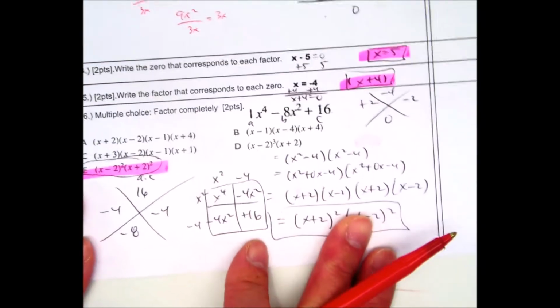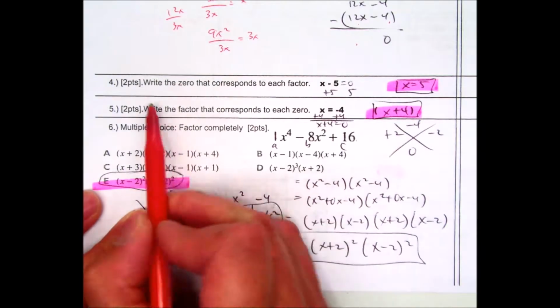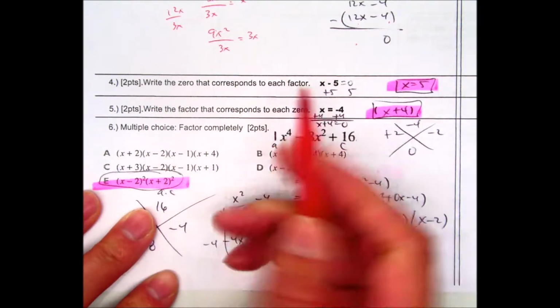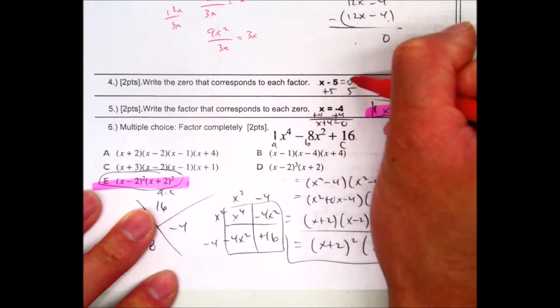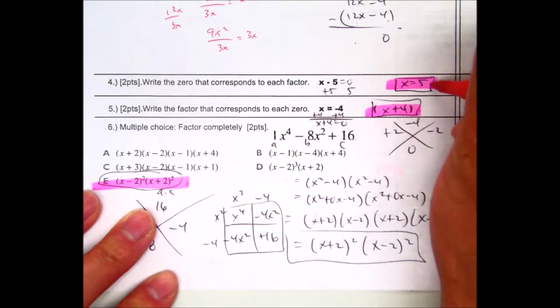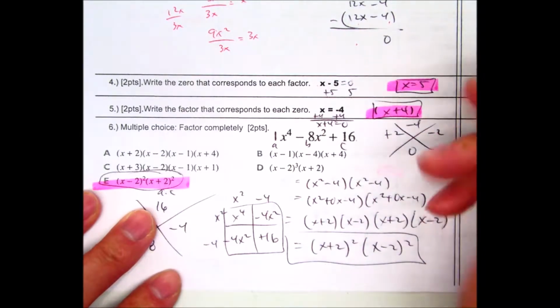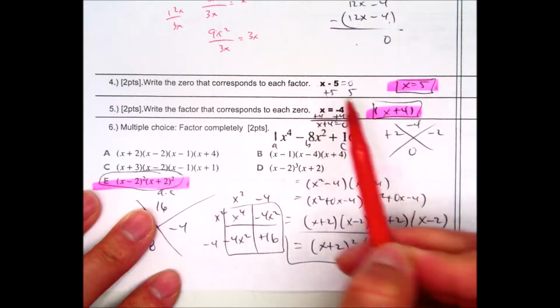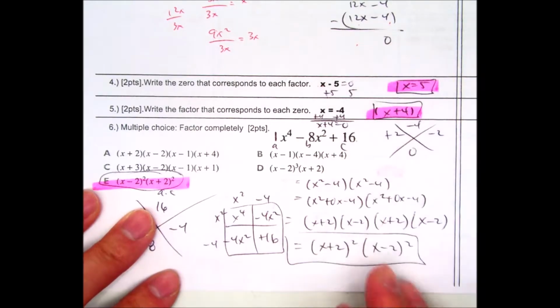Question number 4. Write the 0 that corresponds to each factor. x minus 5 equals 0. You're going to add 5 to both sides. x equals 5. Now if you wrote 5, I did not accept that. You got 0. It tells you the x value, and you just wrote 5. You made the x disappear.